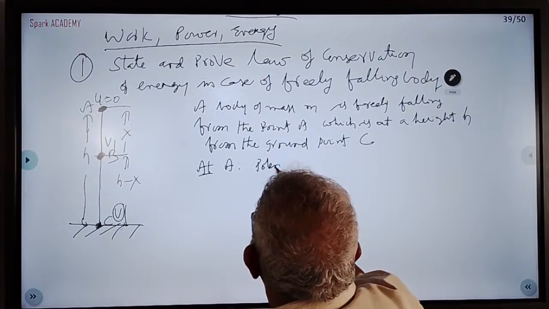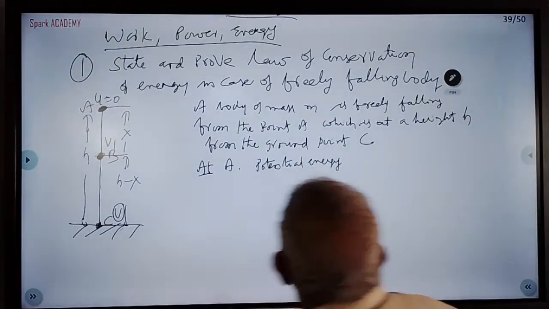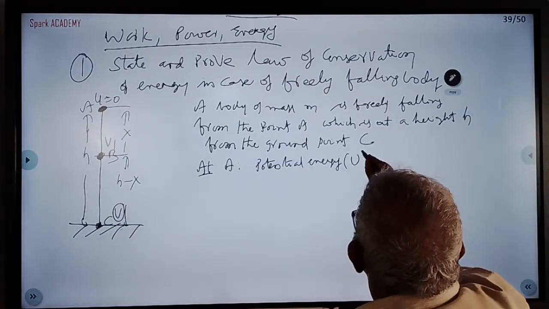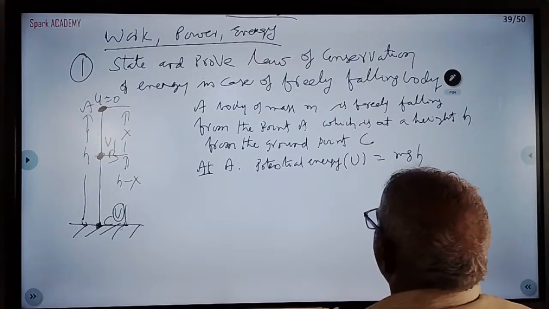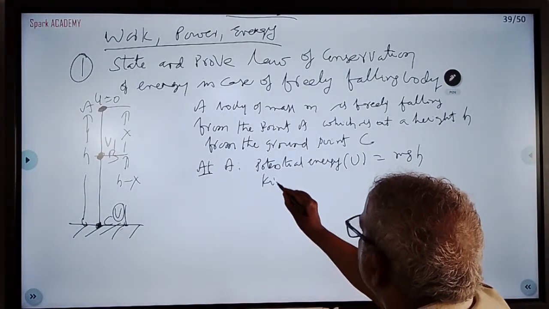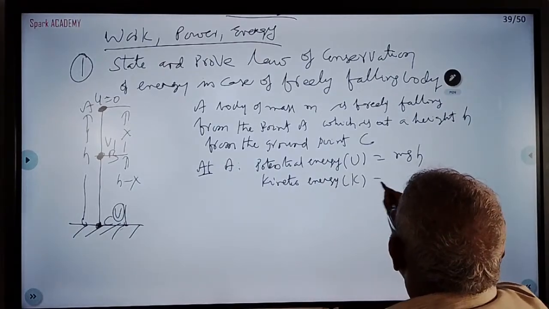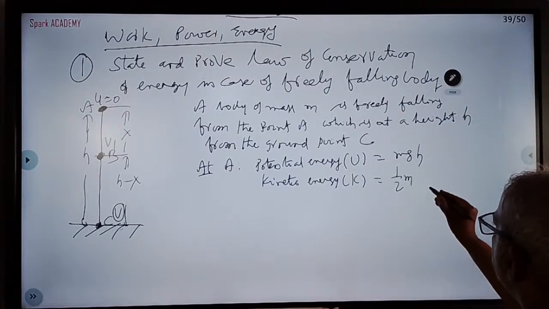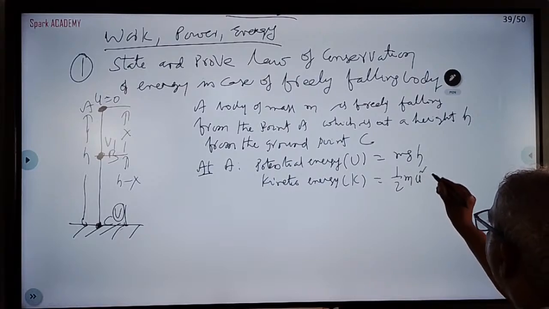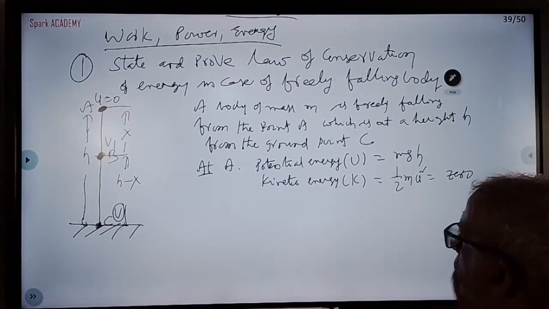At A, potential energy, I am writing U. What is potential energy? mgh. At A, potential energy U is mgh. What is kinetic energy K? That is 0, because u is 0. Half m u square, therefore, u is 0, so kinetic energy will become 0.